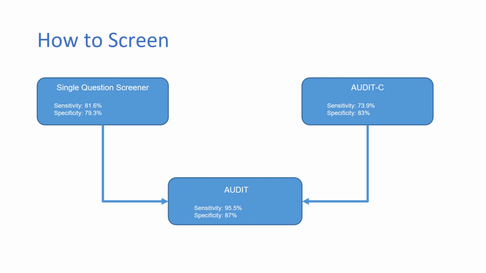Now, since these are both methods that you could pick one, I've listed the sensitivity and specificity data for both. And if you take a look, they're both roughly similar. Single question screener will be better at finding those who do have an alcohol use disorder who say they do, whereas AUDIT-C will be better at ruling out whether someone doesn't have it. However, they both lead to the AUDIT. So the AUDIT has a high specificity and high sensitivity, and this is going to be a longer screening that I'll describe in the next few stages.